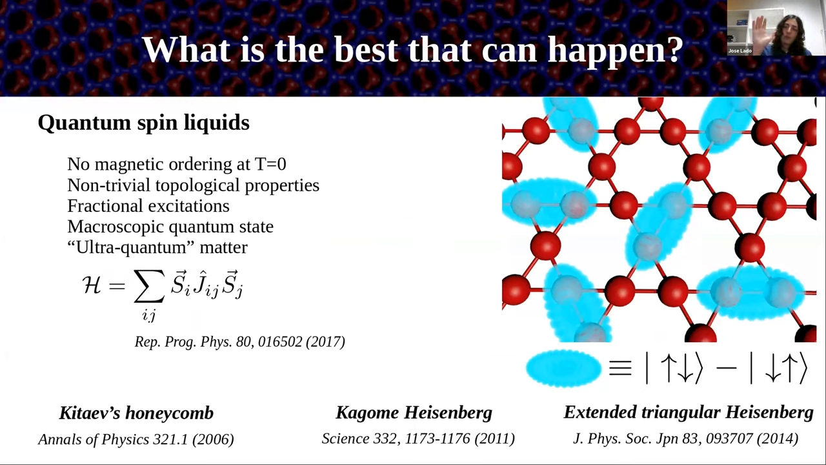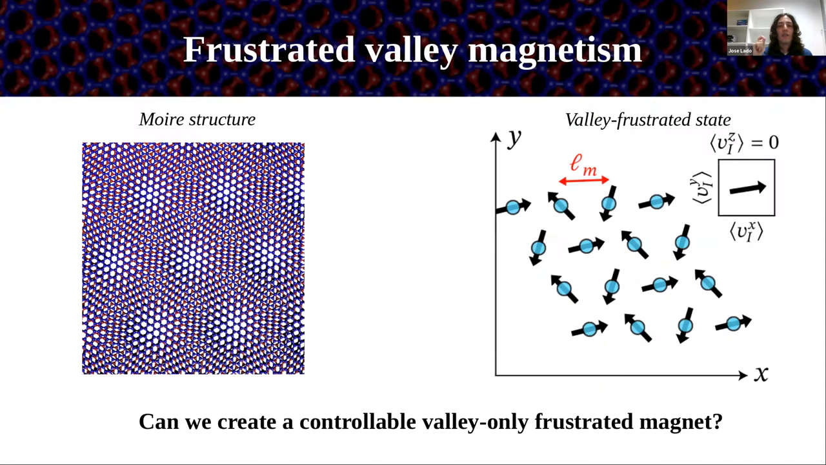But inspired by this, what I want to tell you today is that perhaps we can do something similar with twisted graphene bilayers. In particular, we can do something similar just with the valley degree of freedom. So what I would like to suggest is that perhaps in these twisted graphene bilayers, we may be able to get to a regime in which we get some valley frustrated magnetism, and in an optimal case, perhaps to a valley quantum spin liquid state. So this is the question that I want to answer now. How are we going to engineer valley frustrated states in twisted graphene bilayers?